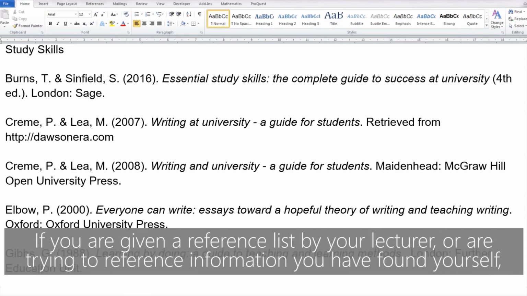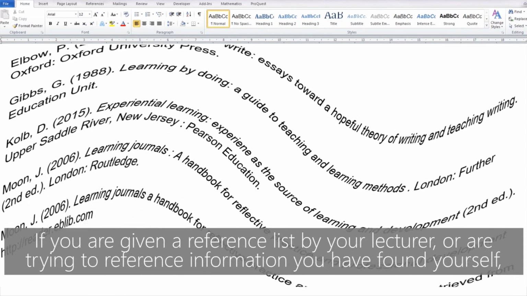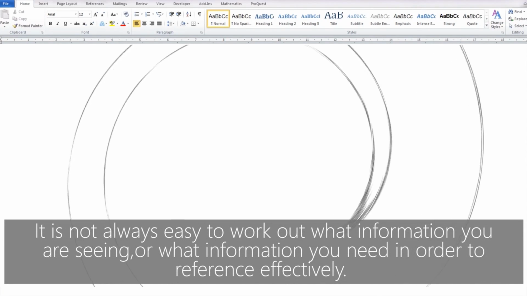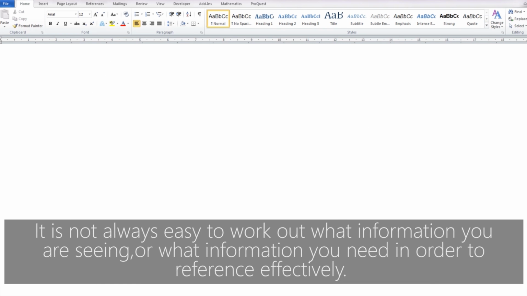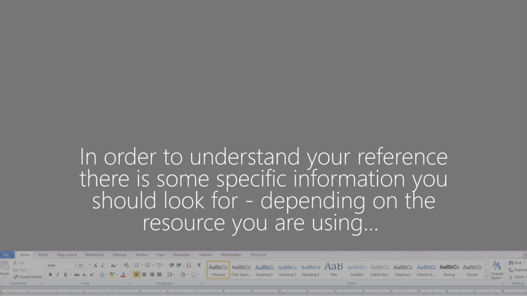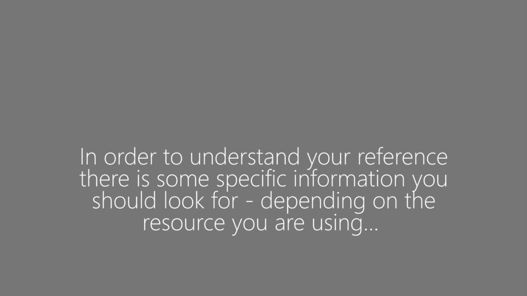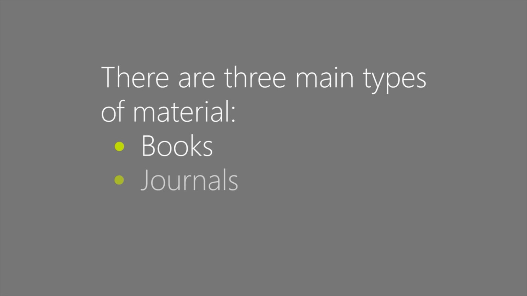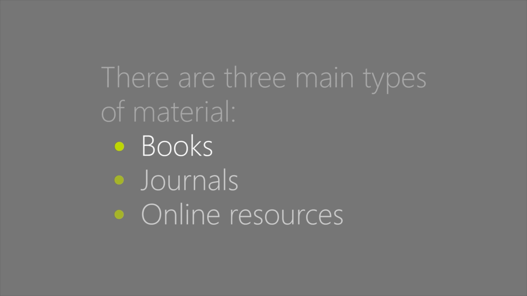If you're given a reference list by your lecturer or are trying to reference information you found yourself, it is not always easy to work out what information you're seeing or what information you need in order to reference effectively. In order to understand your reference, there is some specific information you should look for, depending on the resource you're using. There are three main types of material that you are likely to work with most of the time: textbooks, academic journals, and quality online resources. We'll start by looking at books.